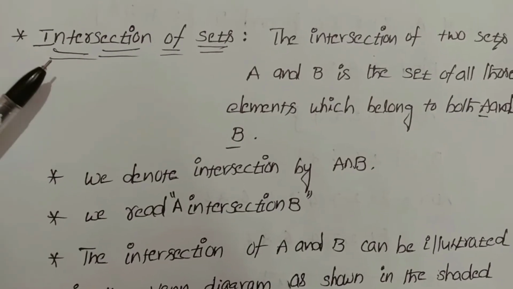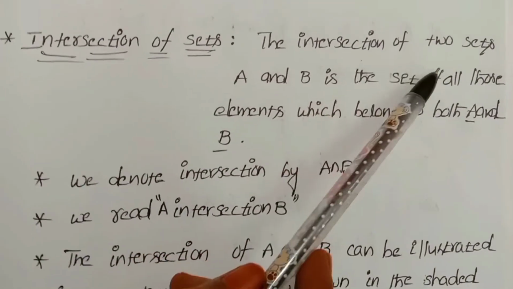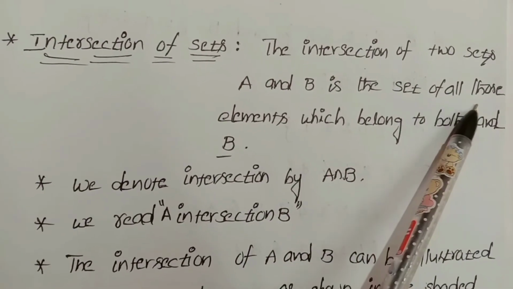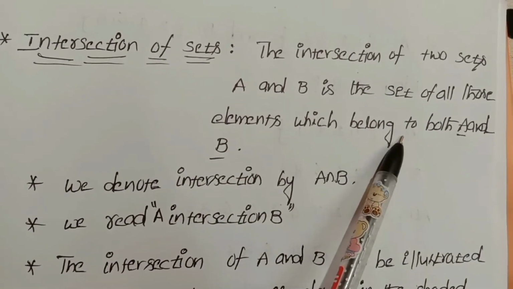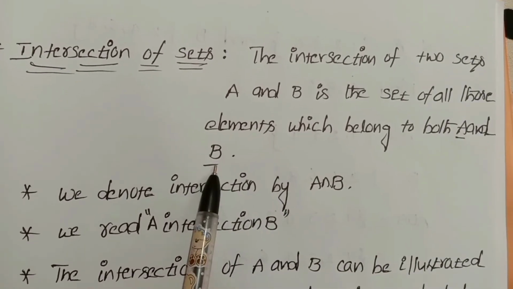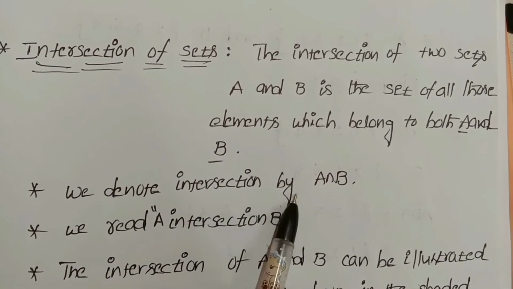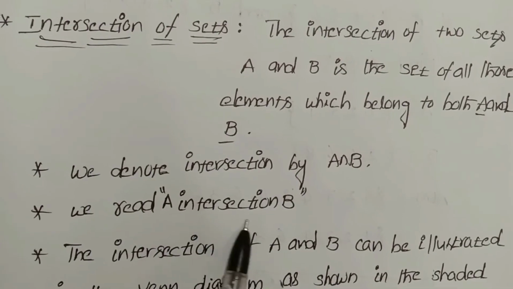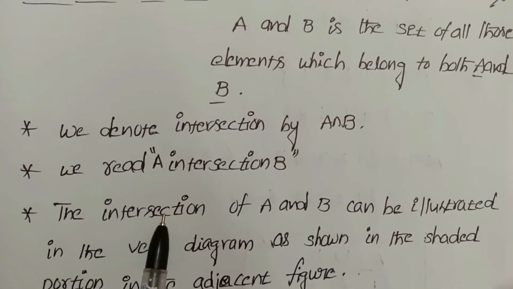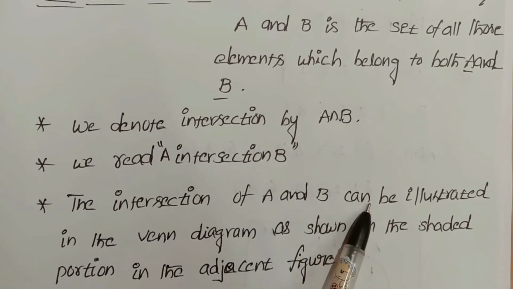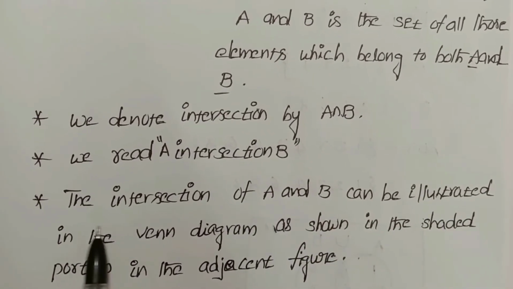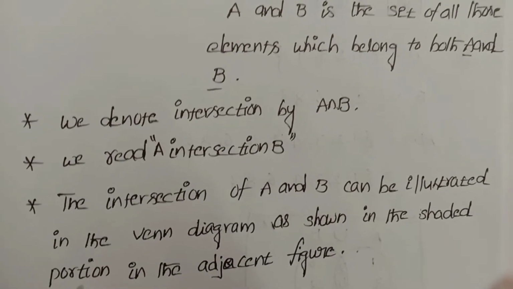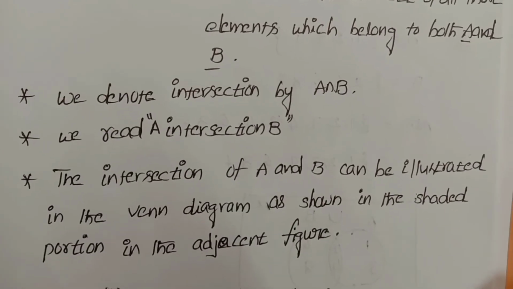Basic operations on sets: intersection. The intersection of two sets A and B is the set of all those elements which belong to both A and B. We denote intersection by A intersection B, and we read it as A intersection B. The intersection of A and B can be illustrated in the Venn diagram as shown in the shaded portion in the adjacent figure.